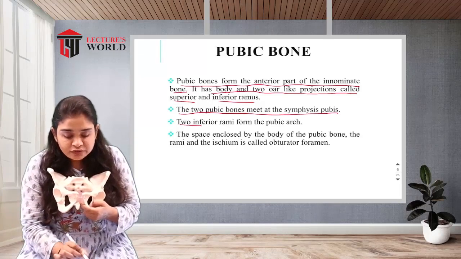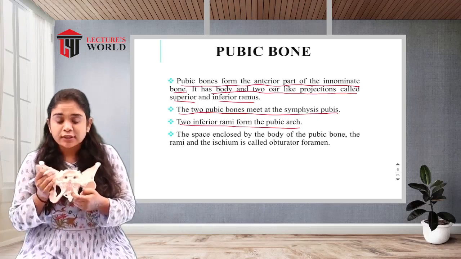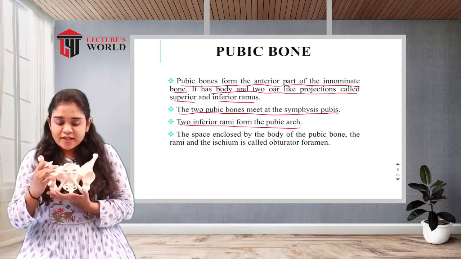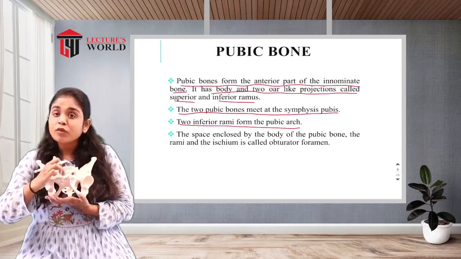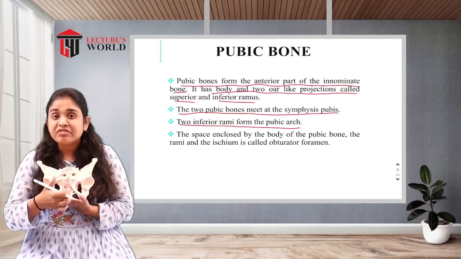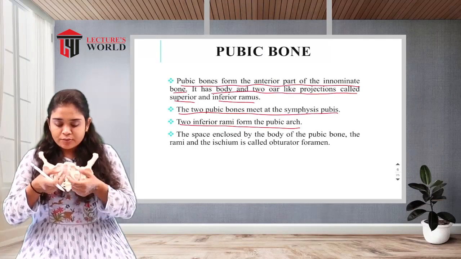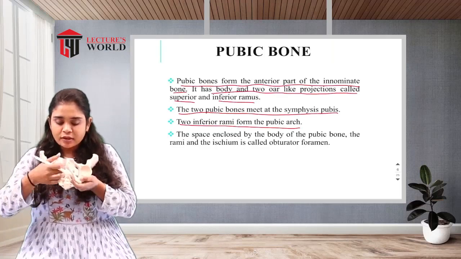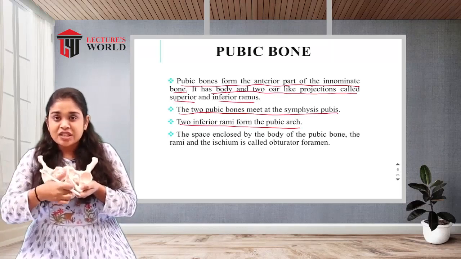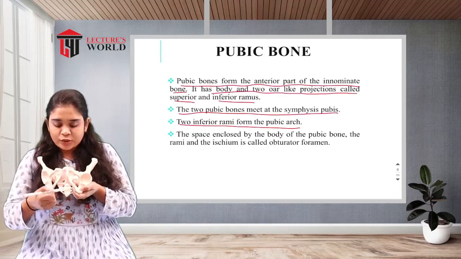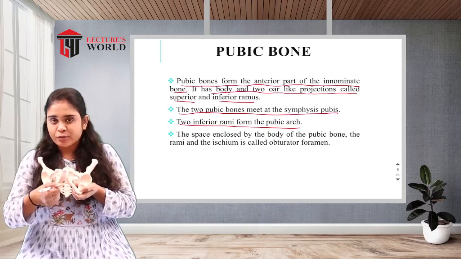Then the two inferior rami form the pubic arch. As we have seen, this is the superior ramus and this is the inferior ramus, right? On both sides they are making a V shape, and that is known as the pubic arch, this portion.